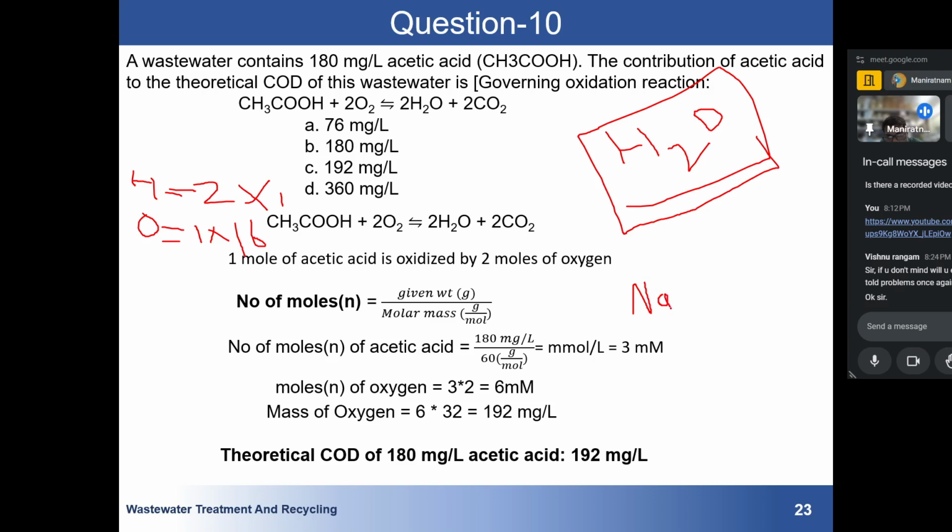This is sodium Na2CO3. Find the molar mass of this. Sodium atomic mass is 32. Sorry, 23. 23, not 32. This is 23, sodium atomic mass.